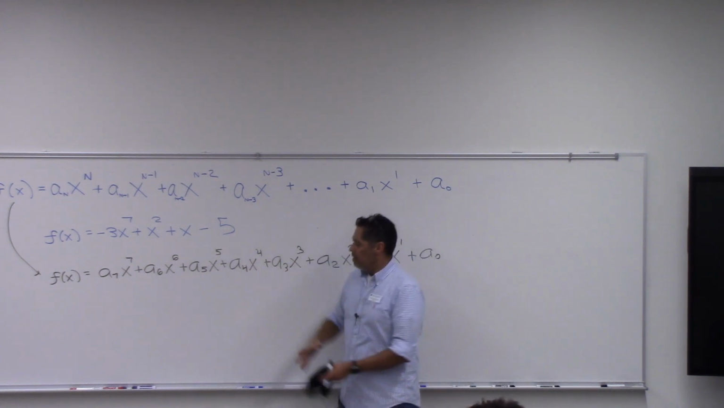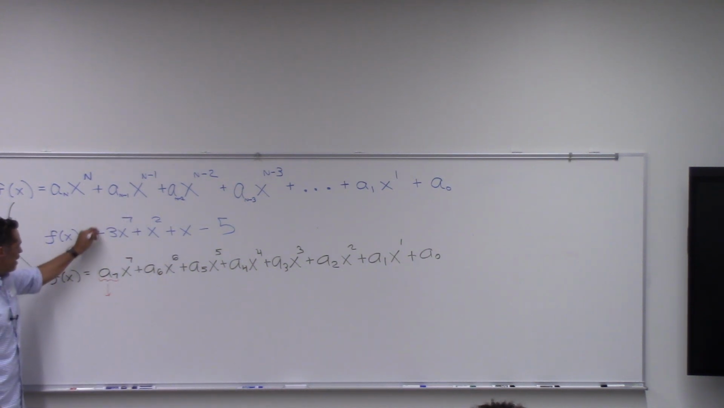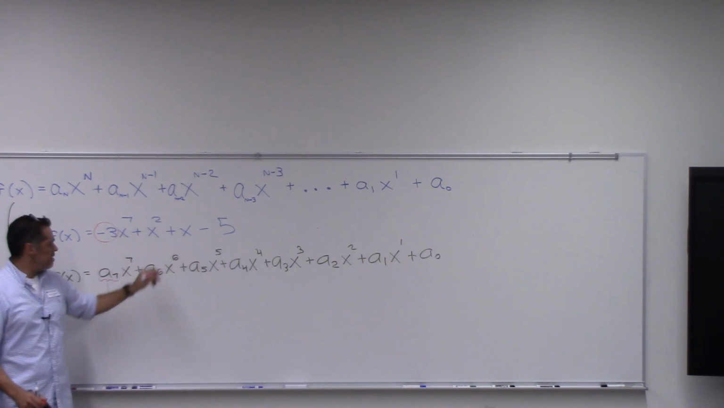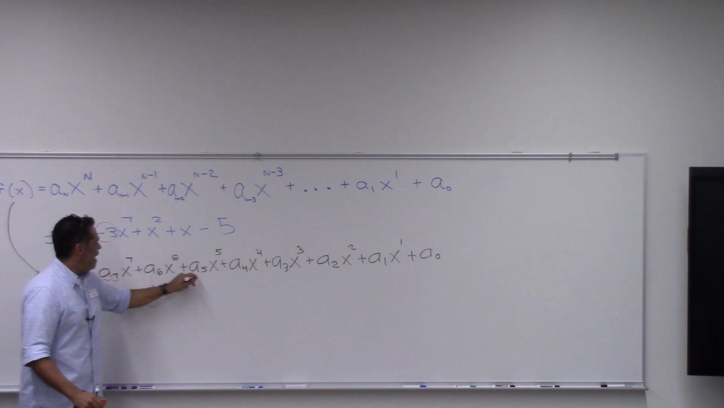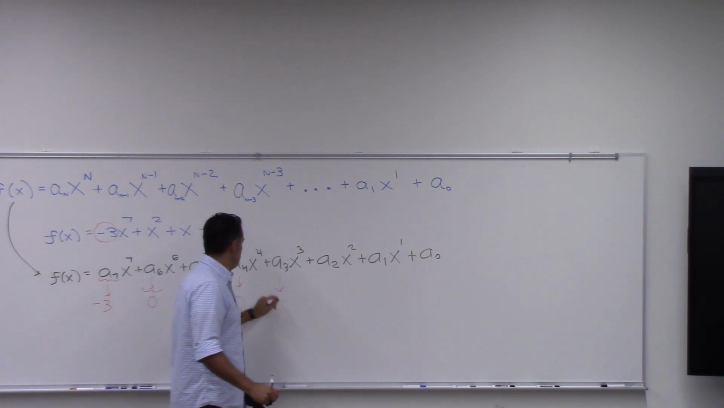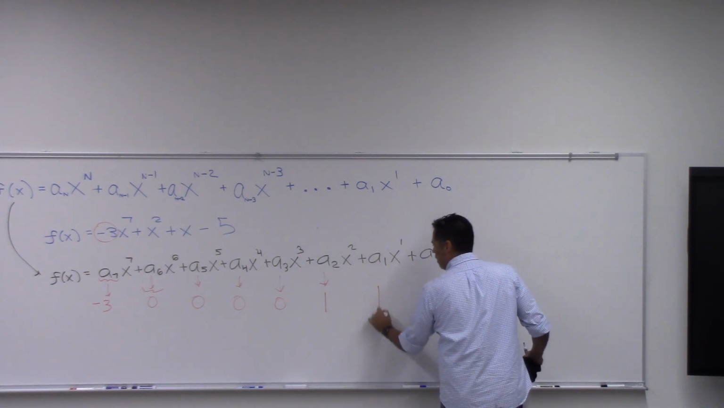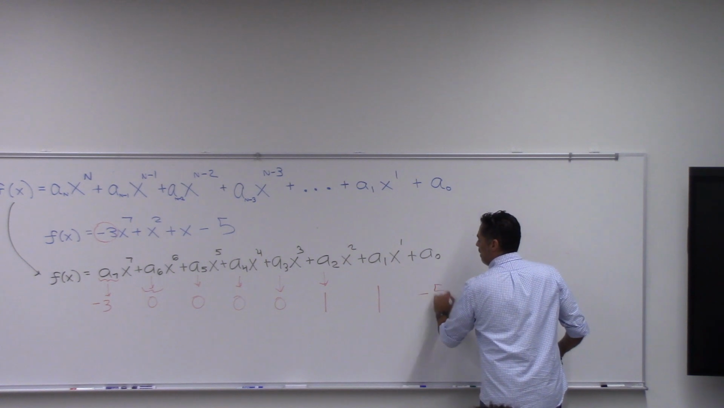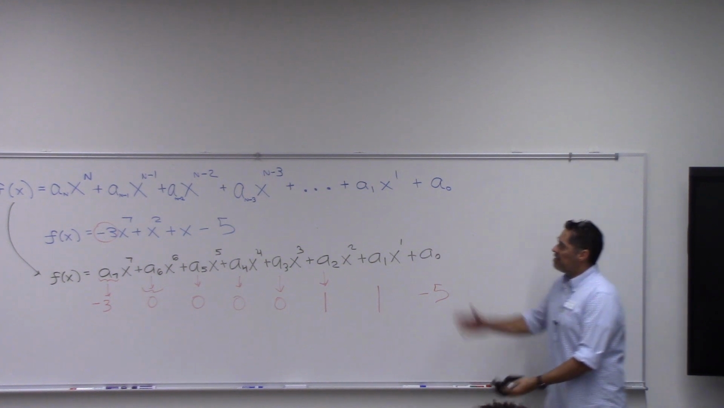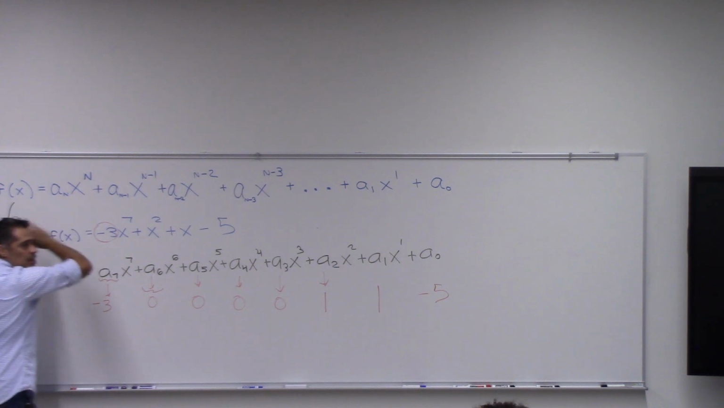For ours, what is a sub 7 for us? Negative 3. What is a sub 6? Well, there's no x to the 6th, so that's a 0. What about a sub 5? 0. A sub 4? 0. A sub 3? 0. A sub 2? 1. A sub 1? 1. And a sub 0? Negative 5. Does that make more sense? This is the generic formula for a polynomial function. You give me a power, and then it's going to look like that.